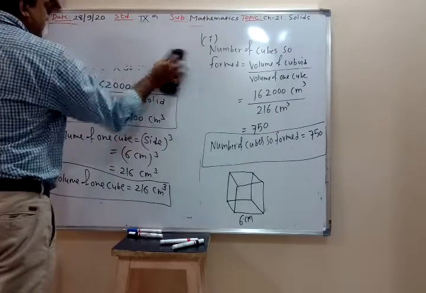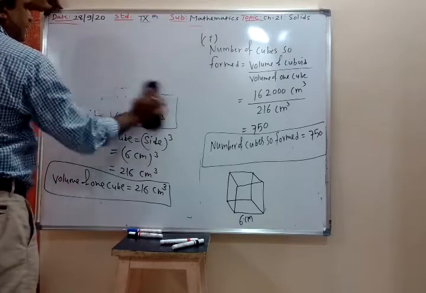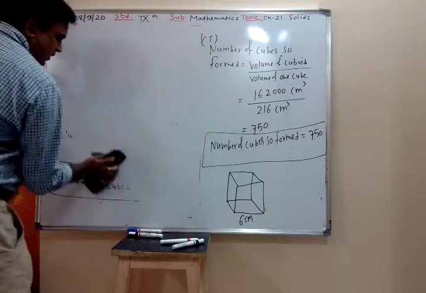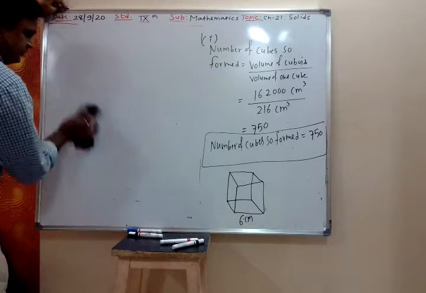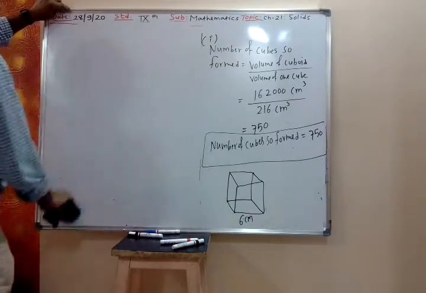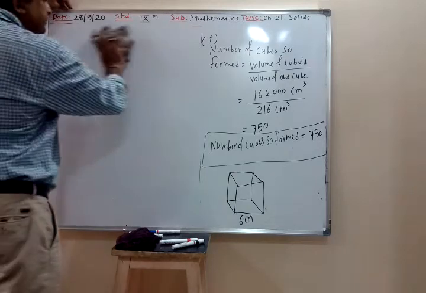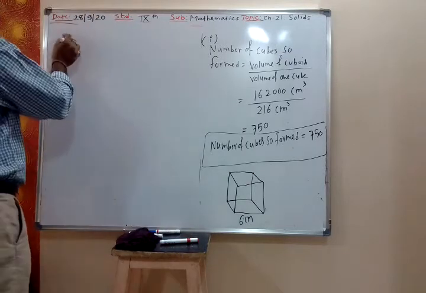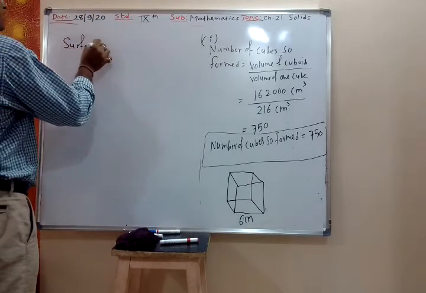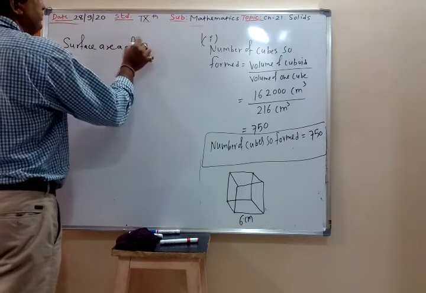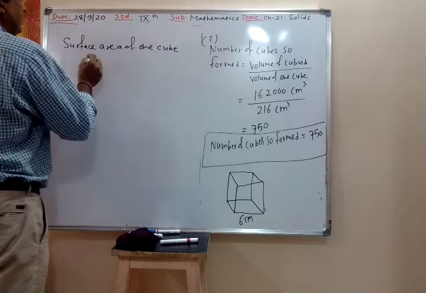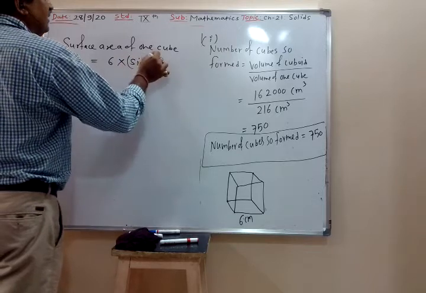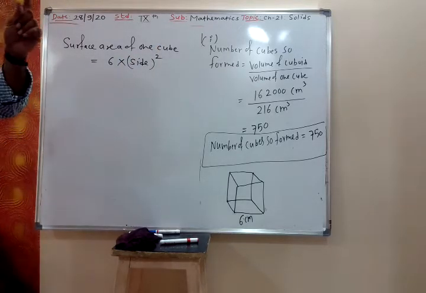So first you will find out the surface area of one cube. First we find out the surface area of one cube. Now we write surface area, because surface area we have to polish. Surface area of one cube. What is the formula for the surface area of a cube? 6 into side square, no? Surface area of a cube is 6 into side square.